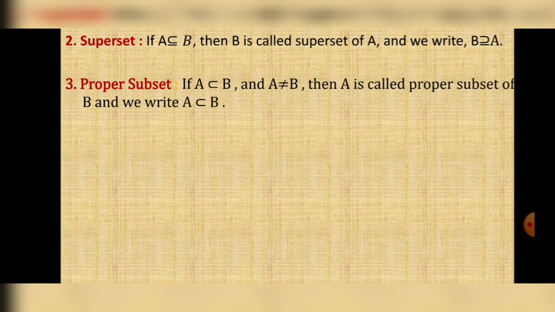Third one, proper subset. See here the difference, students: subset, superset, and this third one, proper subset. If A is a subset of B and A is not equal to B, then A is called a proper subset of B, and we write this term as A is a proper subset of B.